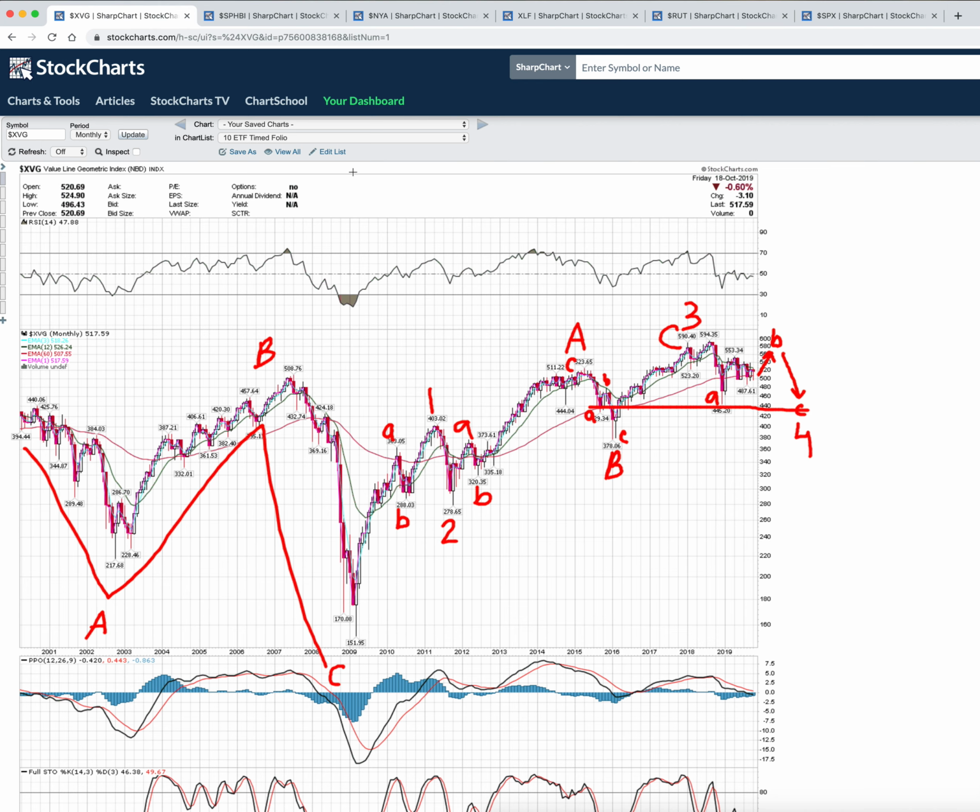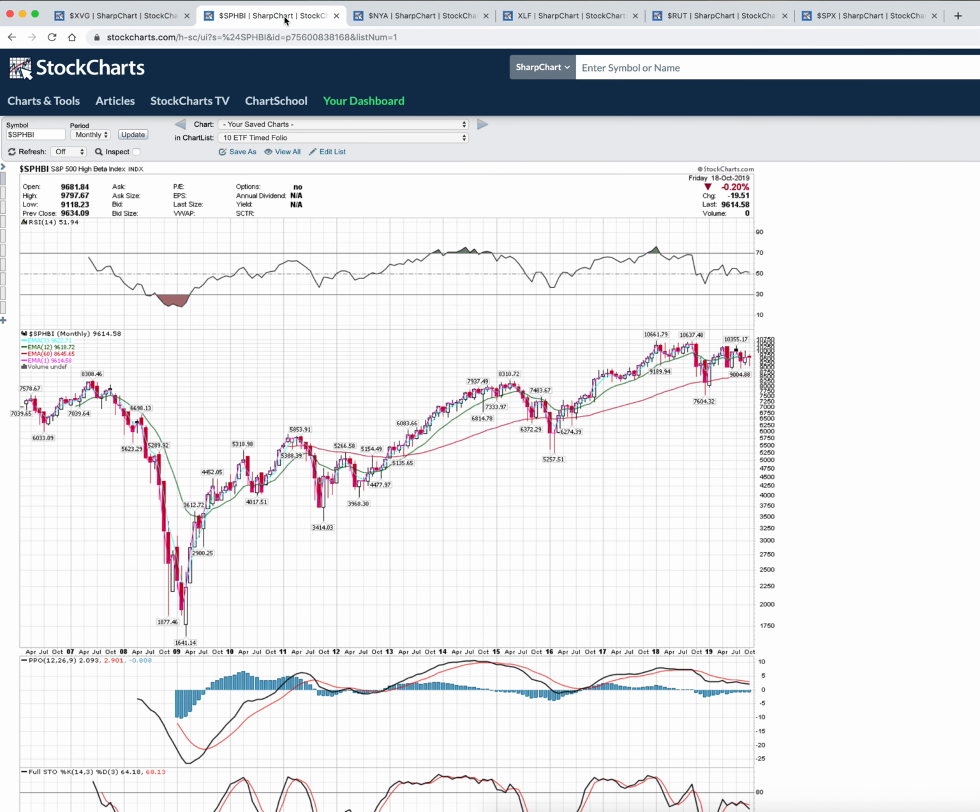Pausing there, I want to show you the same exact count with that logic of 2010 not being our 2 wave, because look here, this is the S&P high beta index, same thing. The 2 wave came lower than the previous 2010 low. Therefore, this cannot be 2, and this cannot be 3-2. This has to be 2. If this is 2, this is 1.